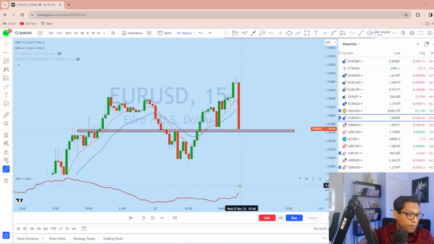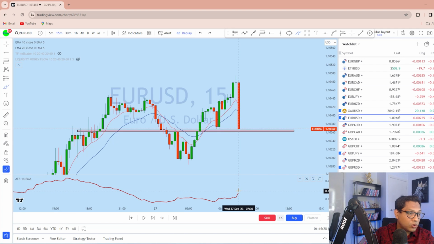How do you do that? Bring your mouse to the level where the candle has closed and look on the right side or left side, based on your settings. In this candle, the ATR value is 0.0038. That means 3.8 pips, or 4 pips, of ATR.